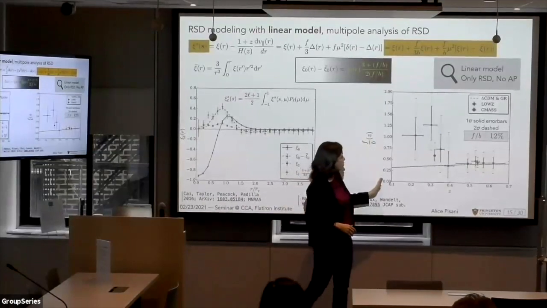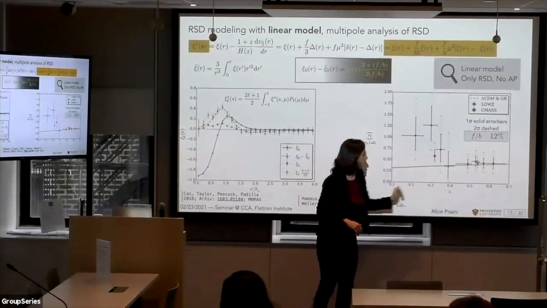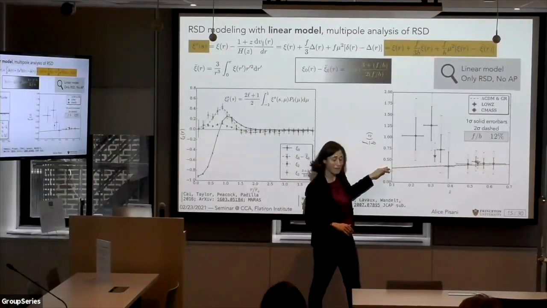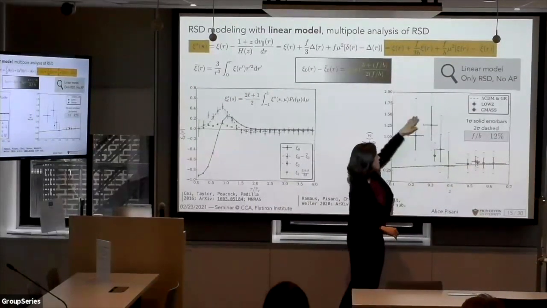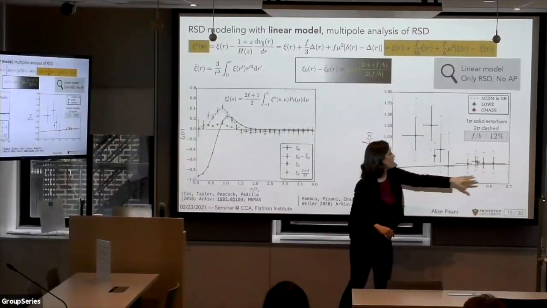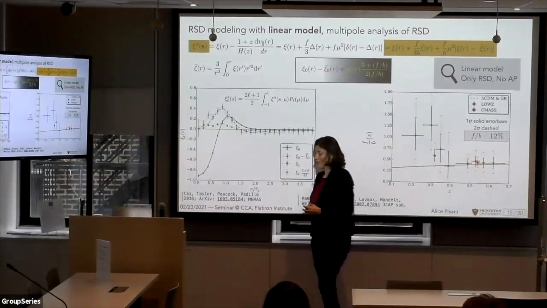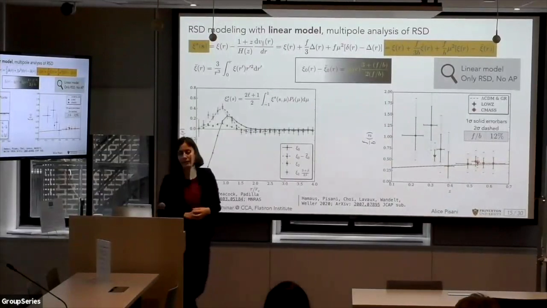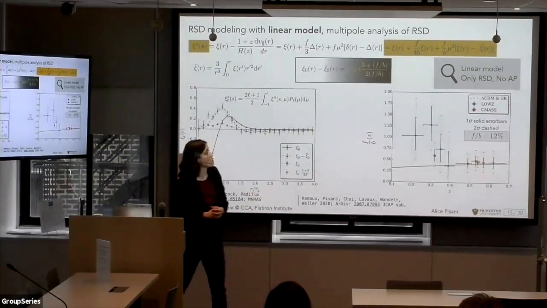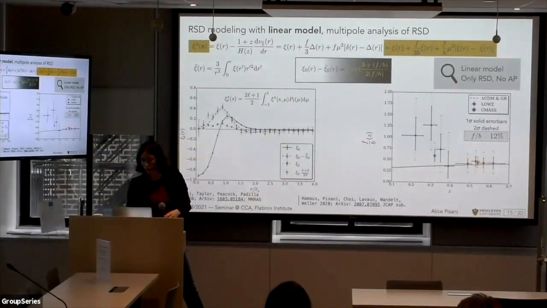This allows you to get constraints on the growth rate of structure, where you can see that we have growth rate of structure as a function of redshift. And here you have the expected value in the framework of lambda CDM. And these are our data. Each one of these points is a void stack. We have the LOWZ sample and the CMASS sample from the Sloan Digital Sky Survey. And this allowed us to get a 12% constraint on the growth rate of structure.